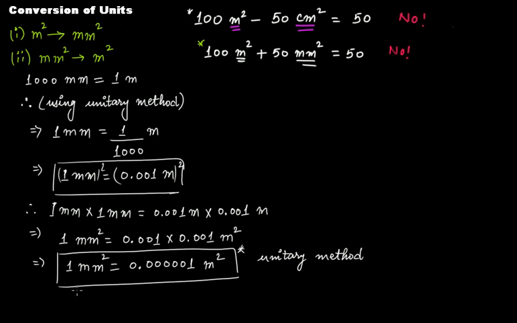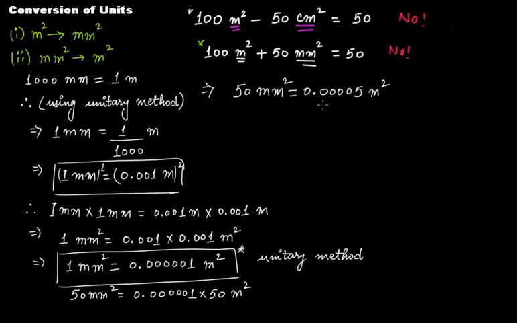So this becomes 50 millimeter square is equal to 0.000001 times 50 meter square. I'm solving it here now. This becomes 50 millimeter square is equal to 0.00005 meter square, 4 zeros and 5. So here we have converted millimeter square into meter square. So if we know the value of 1 millimeter square is equal to these many meter square, applying unitary method, we'll simply multiply this with 50 to get the value for 50 millimeter square into meter square.